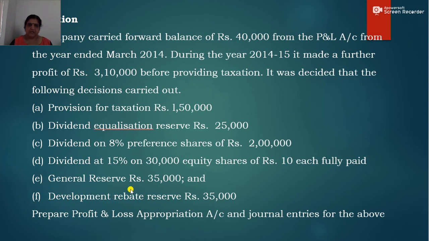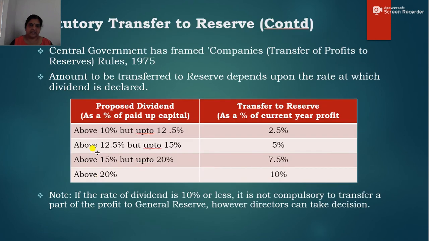Now note this point also, that is general reserve. Here the transfer to general reserve is given in the question, that is 35,000. Again, based on the proposed dividend, what is the rate of amount to be transferred to general reserve, that is the statutory transfer? The dividend is 15%. In case the dividend is above 12% up to 15%, we have to transfer only 5%. Regarding this rate, it is given that in case it is above 12% but up to 15%, it is 5%.